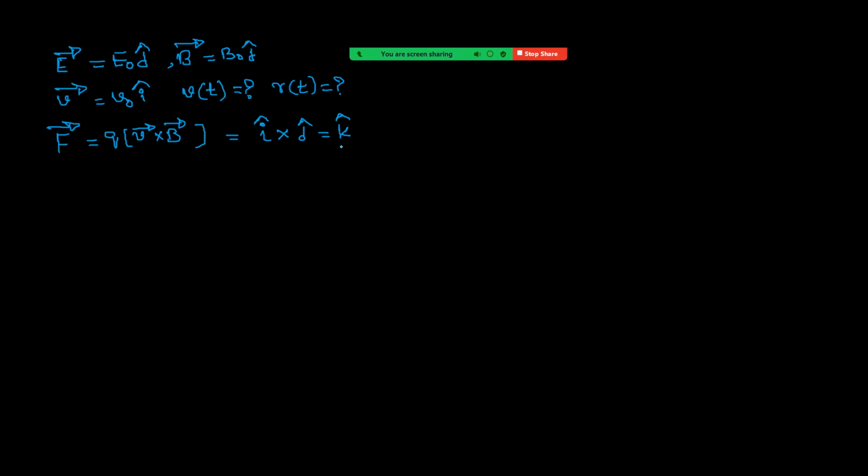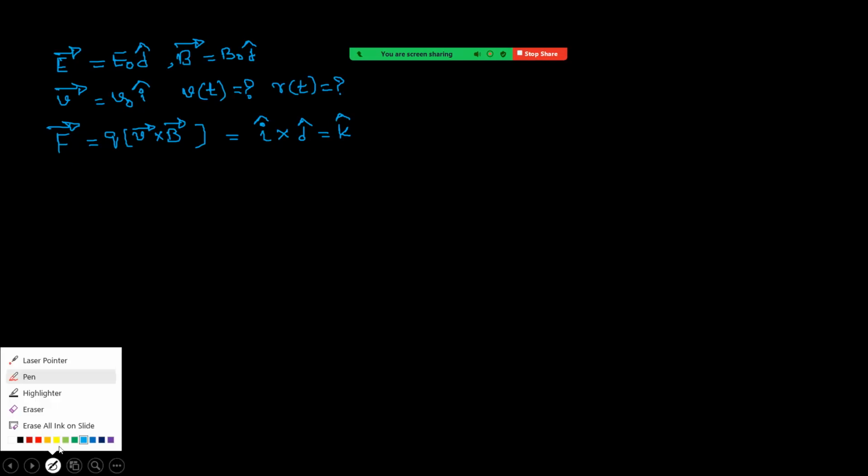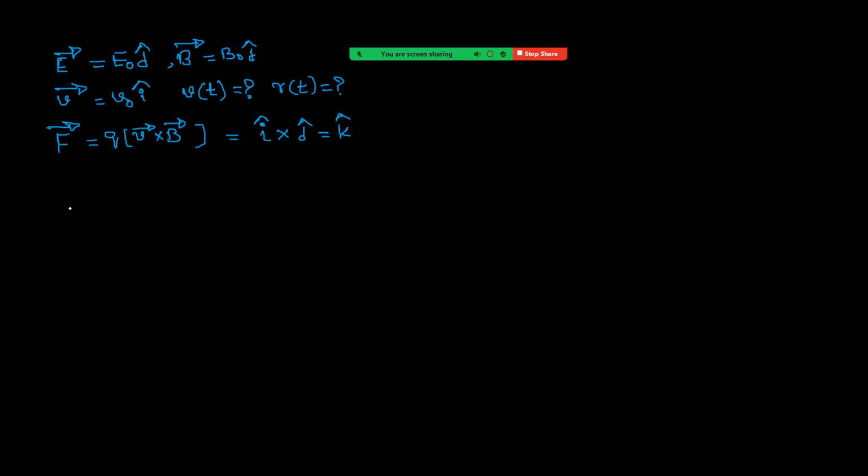Means at the time of projection, force is along positive z-axis. So from this we can decide to which plane the motion is confined. From this we can say that the motion is confined to the xz plane. I will draw a diagram here. Because at the starting, force is along positive z-axis, that's why motion is confined to the xz plane.